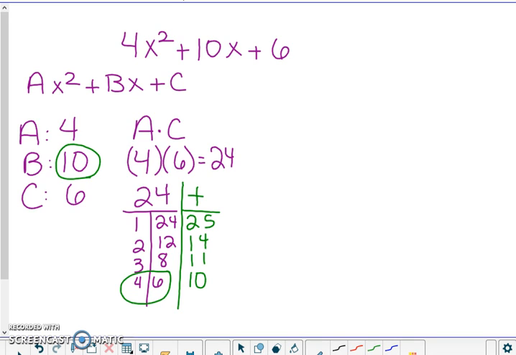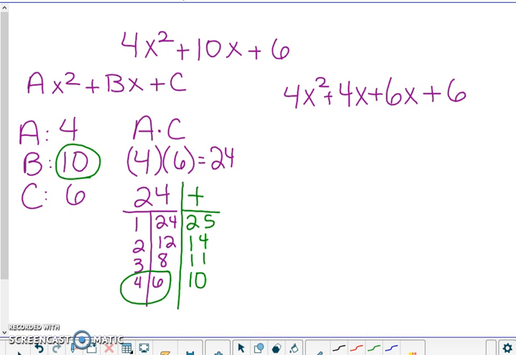The first method I'm going to do is factor by grouping. So factor by grouping is just rewriting our problem, but instead of 10x, we're going to use 4x and 6x. So I have 4x squared plus 4x plus 6x plus 6.